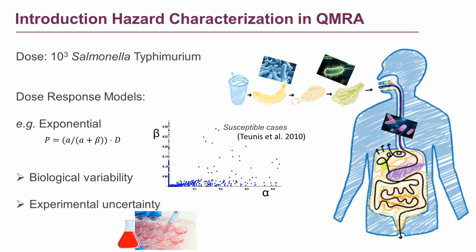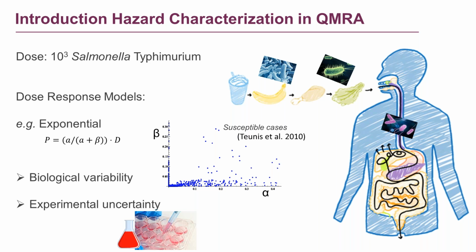Then using a dose response model will give you the possibility to calculate the probability of becoming ill from consuming this specific dose. And of course, there are multiple models, and the simplest one is an exponential model, which in the lower dose range can be described by the following simple linear equation, which has 3 parameters: alpha, beta, and D, the dose that you are exposed to.